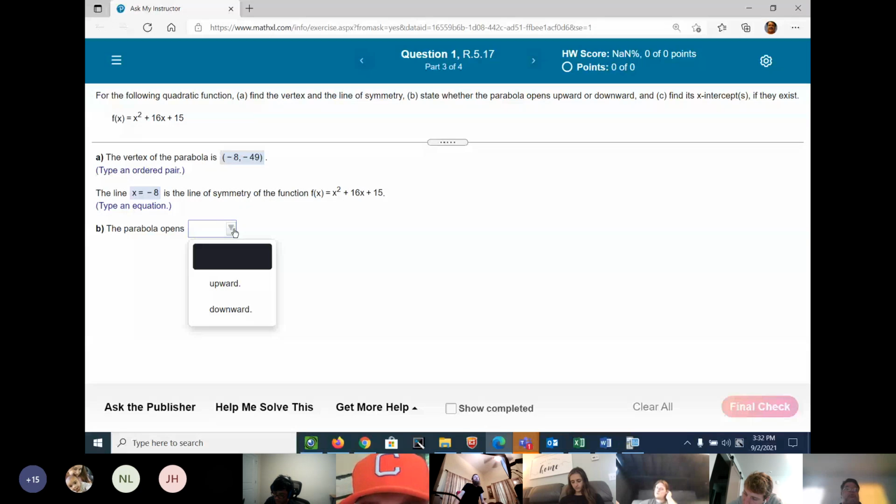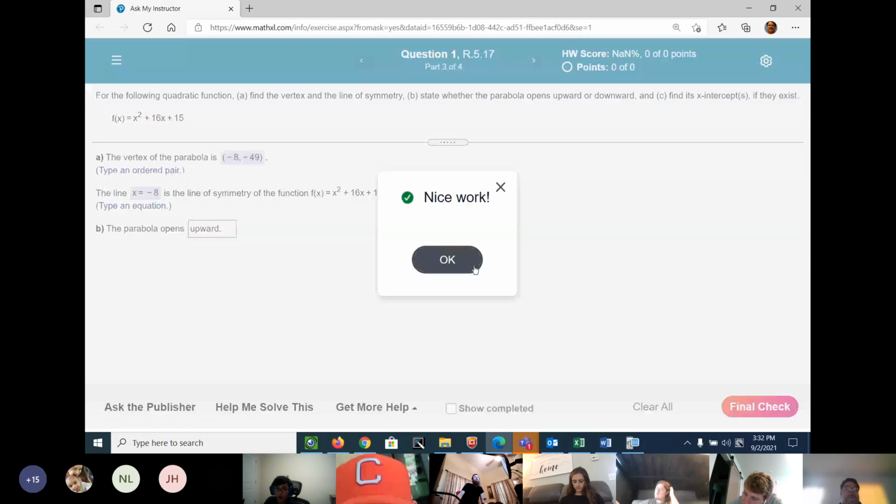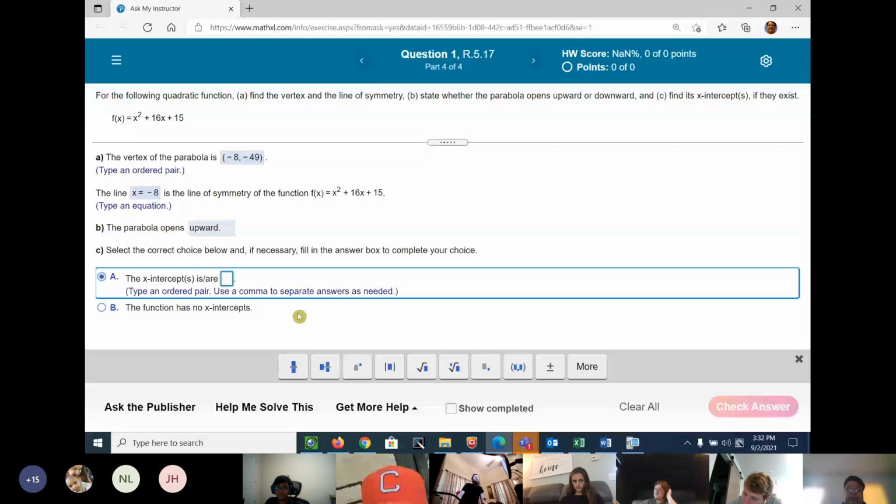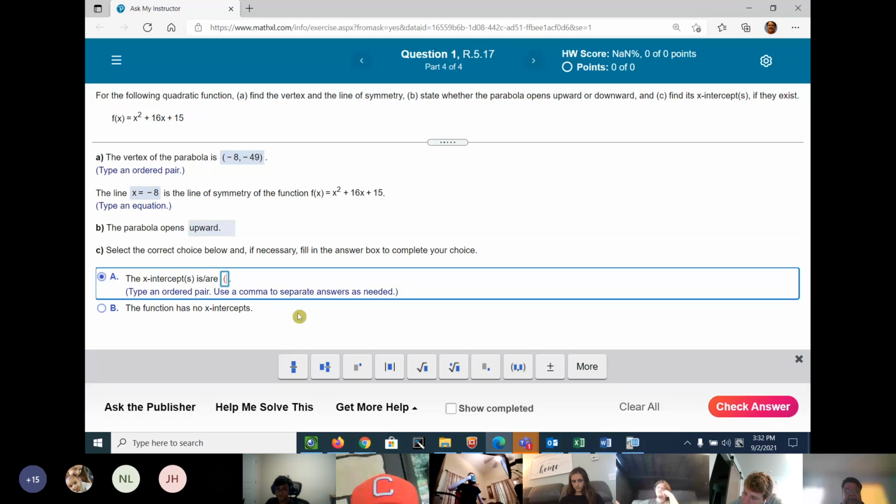Oh, I like this question. Select the correct, the x-intercepts are parentheses, -1 or negative, I can't remember, what was it, negative what? -15, -15 comma 0, parentheses, -1 comma 0. Use a comma to separate answers. I bet you $1 they don't want the parentheses. I think they just want -15 comma -1.